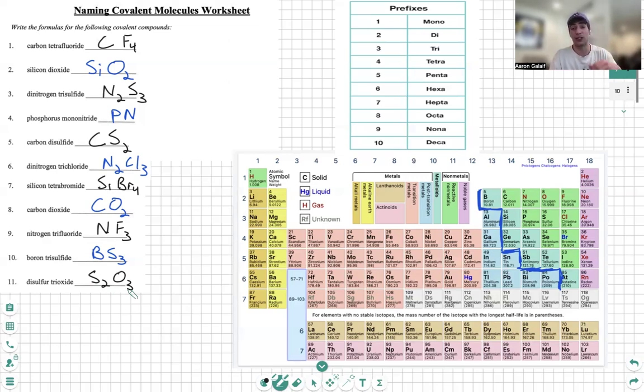Pretty simple stuff. We just have to make sure that either they have prefixes, which gives us the hint that they're covalent, or they're on the right side of our line on the periodic table that shows the difference between metals and non-metals. And then from there, we can just put it all together and use the prefixes the name gives us to pretty much write out the entire formula. So pretty simple stuff.